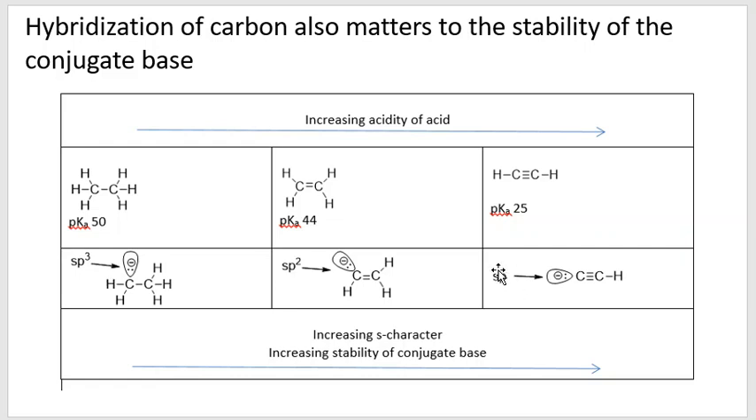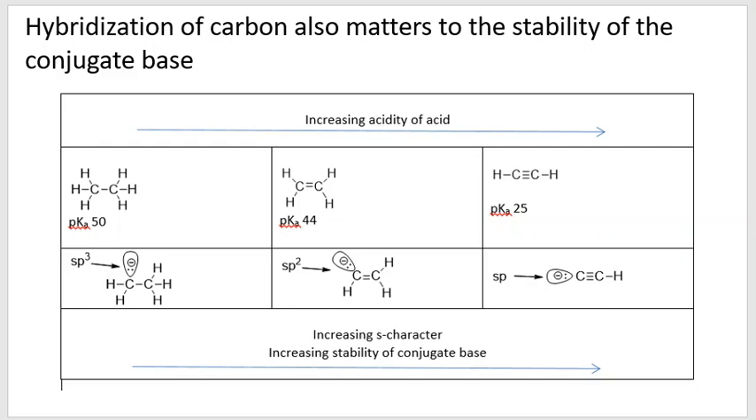And so sp is more stable. The negative charge is closer to the positive because s orbitals are closer to the positive charge than p orbitals are. And so you get increasing stability from left to right here, and then increasing acidity of the acid as well.